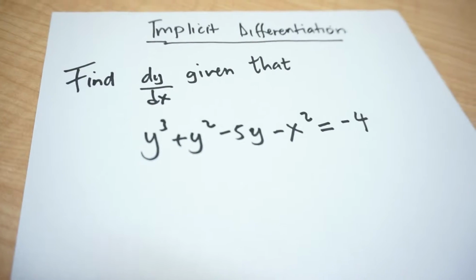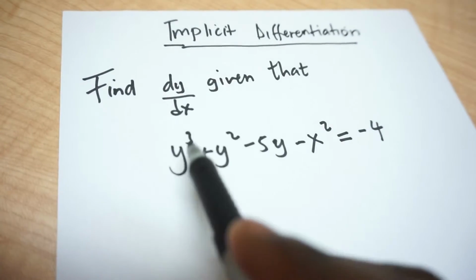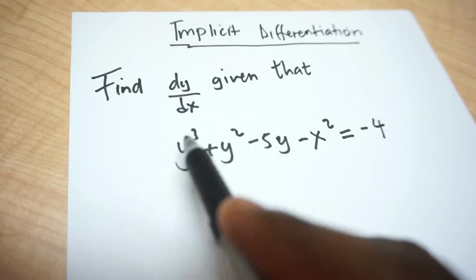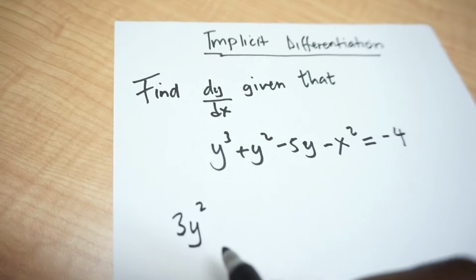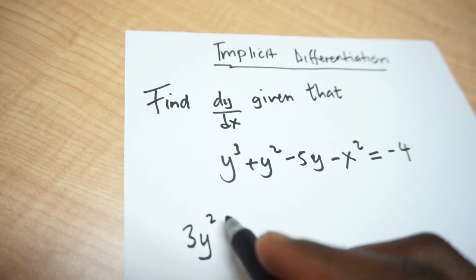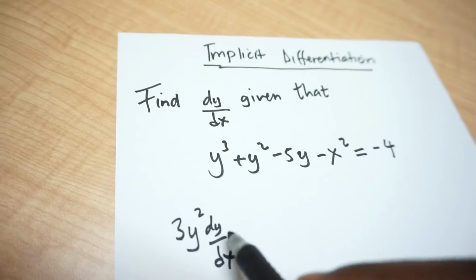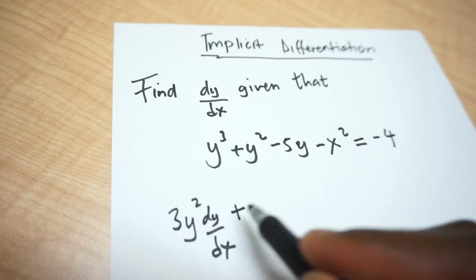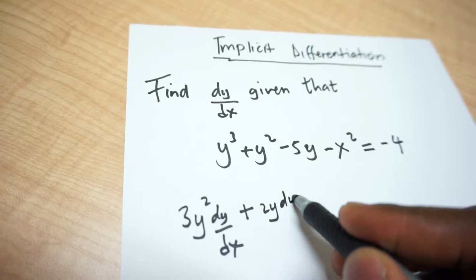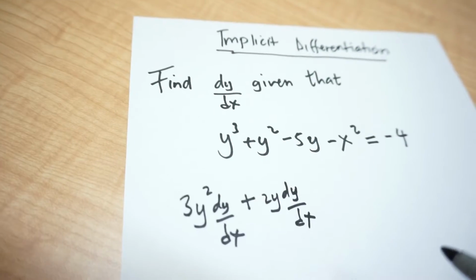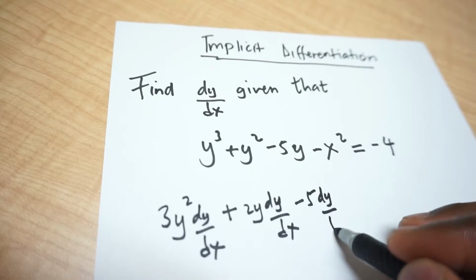The first thing I'm going to do is take the derivative. When taking the derivative, make sure you drop down the 3 in this case. So you're going to have 3y squared, since we subtract 1, and then this is going to be dy/dx. All right, so we're done with y cubed. Plus, take the derivative of y squared, that's going to be 2y dy/dx. Then the 5y is just going to be 5 dy/dx.